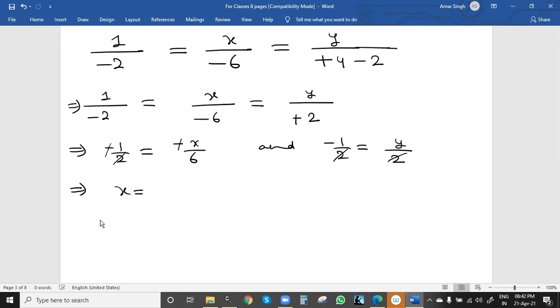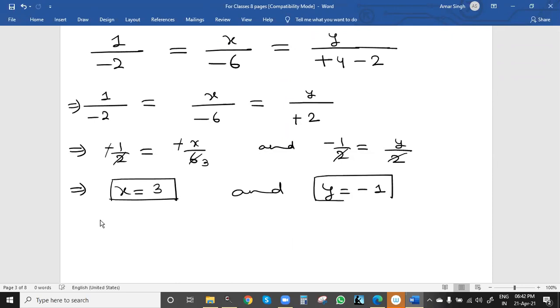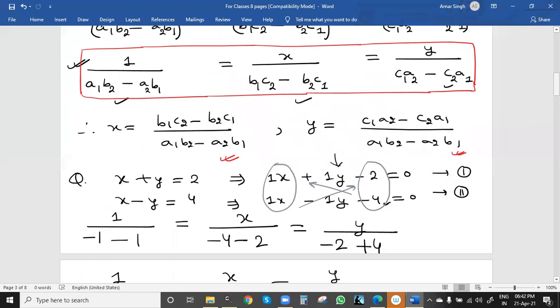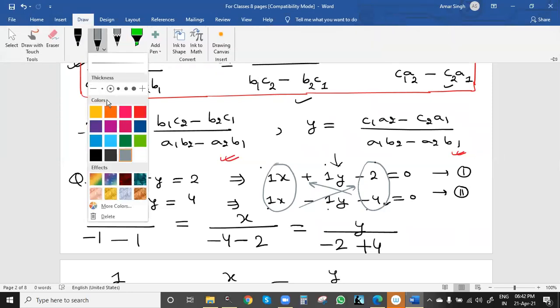x will be equal to, this will be 2 3 are 6. So x will be equal to 3, because minus cancel, x will be 3, and 2 cancel, so y will be equal to minus 1. These were the values of x and y in our previous methods also, like substitution method, elimination method, or graphical method. This practice is required, but we can understand A1, B1, C1. Always remember A1, B1, C1, A2, B2, C2, because we have arranged in these manners only.